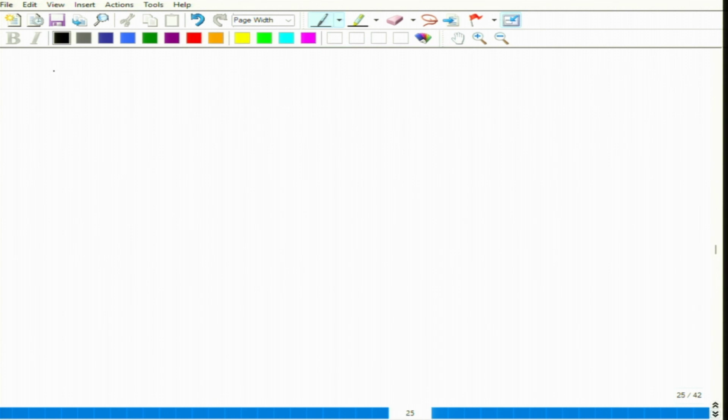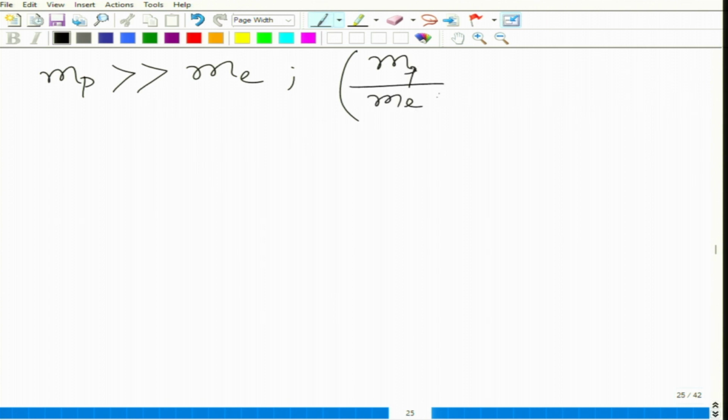So what do we see? That the mass of a proton is very large as compared to the mass of an electron. When calculated, it was observed that the mass of proton by the mass of electron equals 1836. That is, the mass of a proton is 1836 times bigger than the mass of an electron.